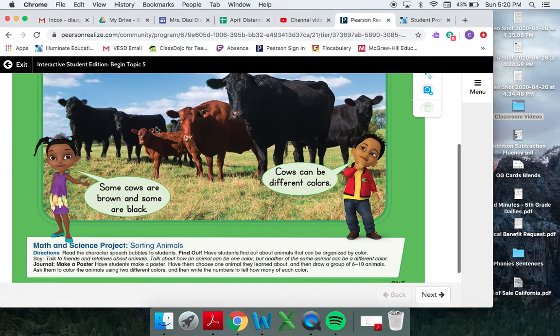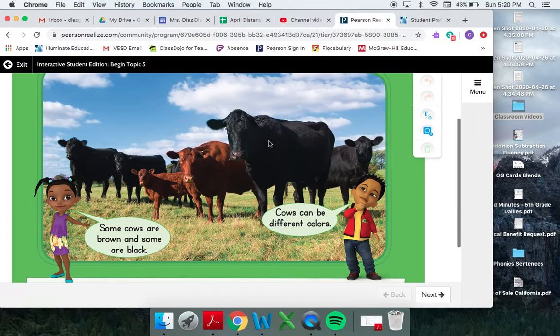Some cows can be different colors. You can ask students how they could sort these. Could they do color? Could they do size? Have them put them into groups, okay?